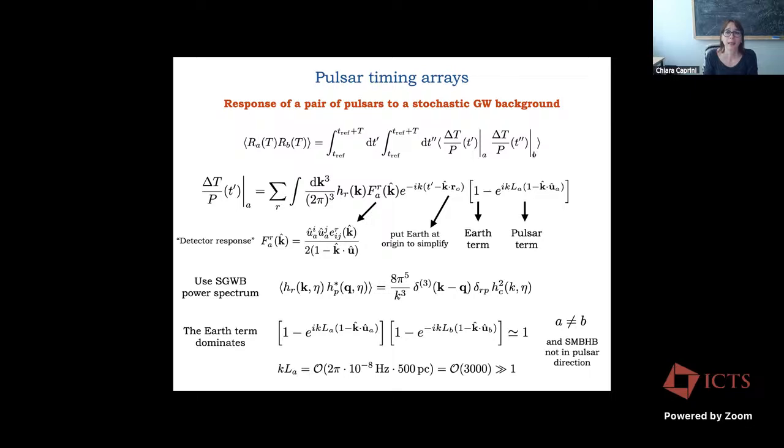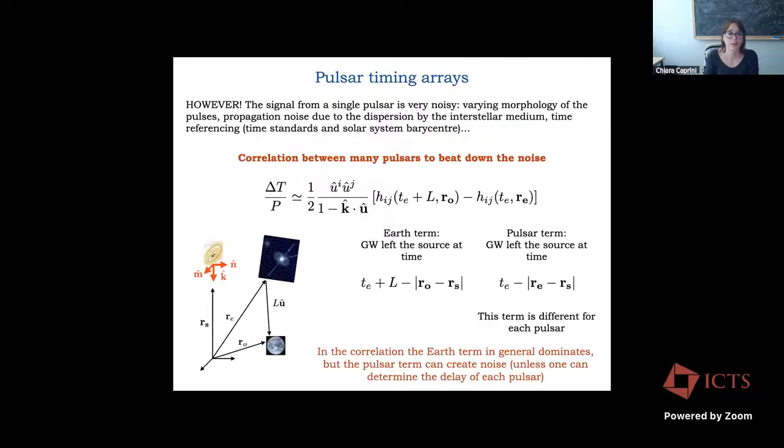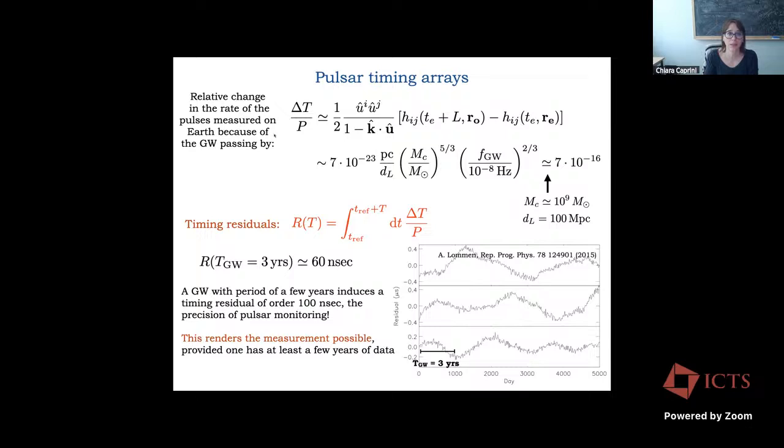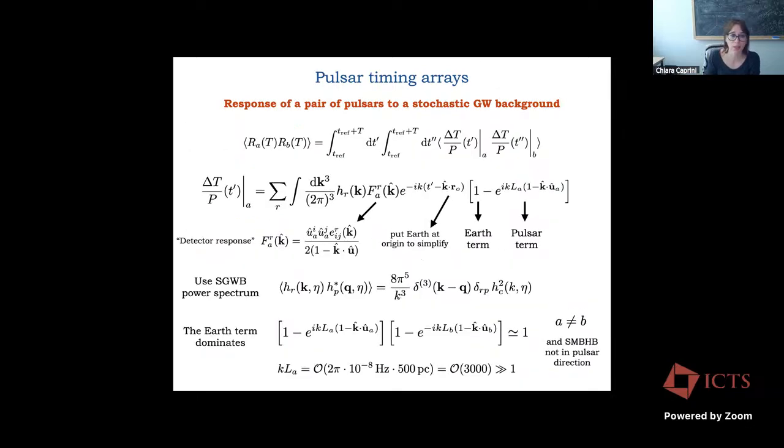Okay, and now we can rewrite here this delta T over P by making explicit this Hij. Okay, so we write it as a plane wave, because by the time it reaches the Earth from the supermassive black hole binary, we can approximate this as a plane wave. So it will have the sum of the two polarizations, plus and cross.